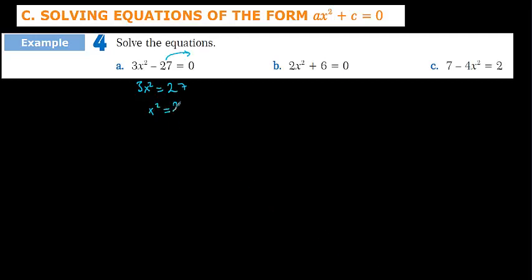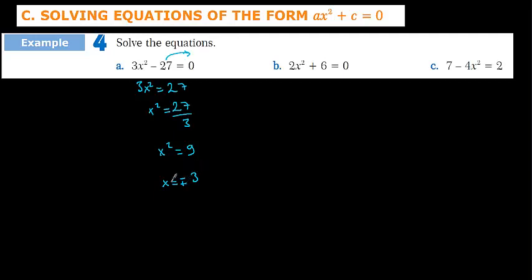x squared is equal to 27 over 9. And x squared will be equal to 27 over 9, going to be equal to 27 over 3, and the result is going to be 9. And if x squared is equal to 9, it means that x is equal to plus or minus 3.